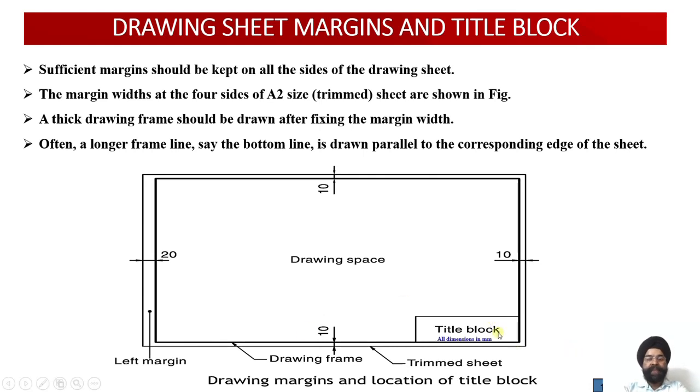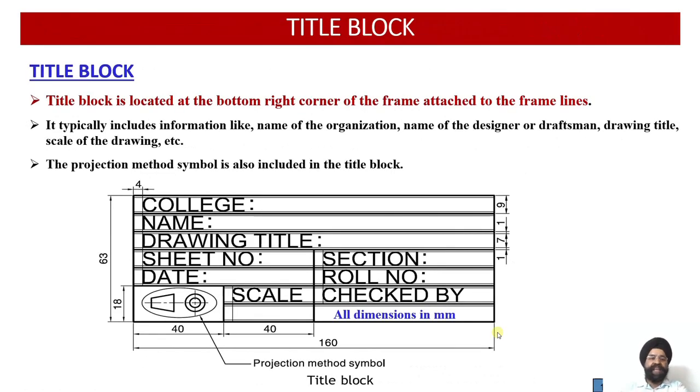Whereas as a student, what are we going to write down? We are going to write down this information: the name of the institute, your name, your roll number, which sheet number you are working on, and the title or the chapter you are doing, whether it is the projection of point, projection of plane, or projection of solid. So your class section will be there. Again you can see this is the method of projection. What is the scale you are using over here, whether it is a full scale, a reduced scale, or an enlarged scale that we are using to prepare this drawing.